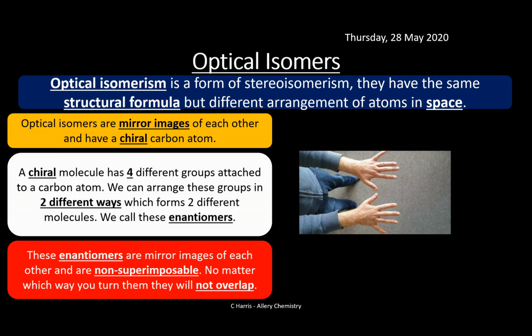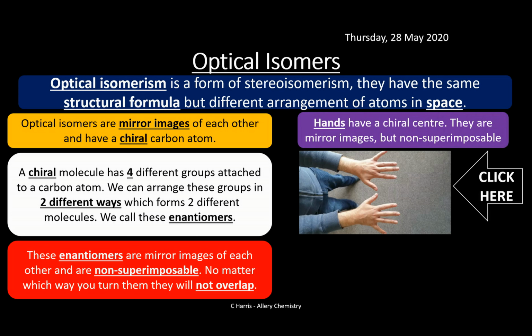No matter which way you turn or orientate them, they will not overlap. Hands are a classic example of chirality because they're mirror images of each other, but they're non-superimposable. You can see they're both hands, they both have a thumb, and they have 4 fingers. They are a mirror image of each other, but non-superimposable.